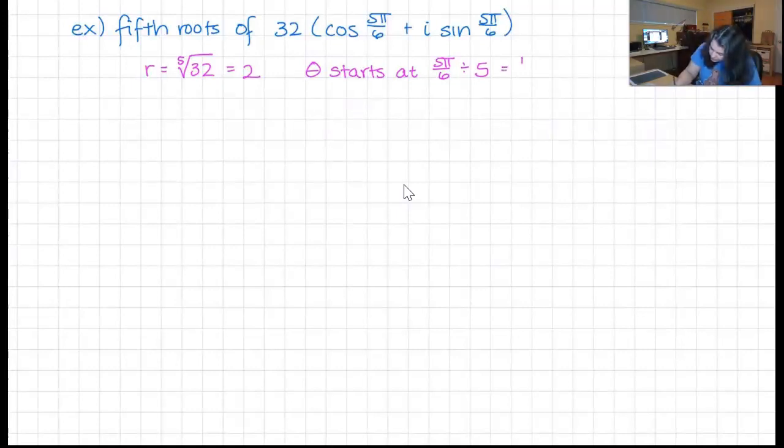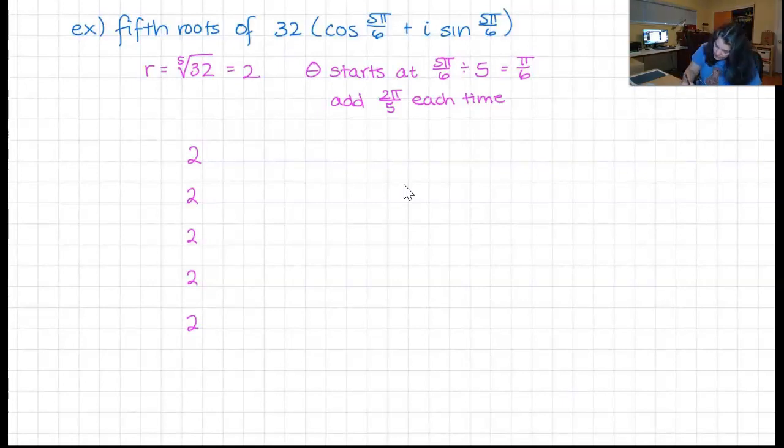So that's going to be pi over 6. So I'm going to start at pi over 6, and then I'm going to add 2 pi over n, and again, n is 5 each time. All right, so let's go ahead and do this. I know I'm going to have 5 answers because I'm dealing with 5th roots, so I always just set up my answers. I'm going to have 5 of these guys, and then cis.